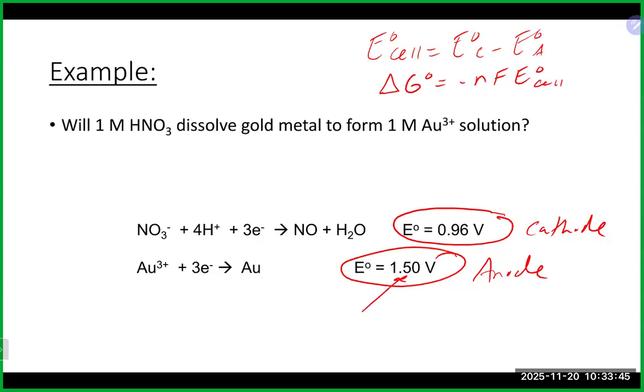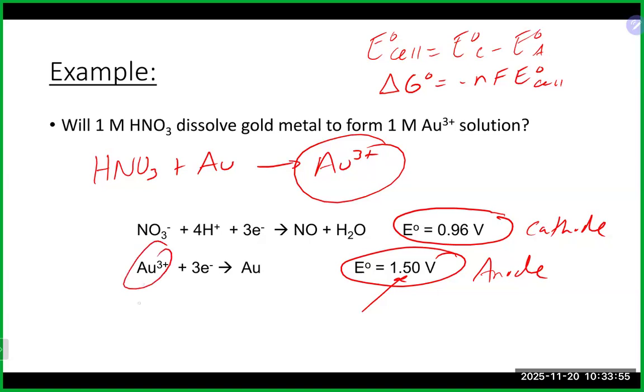But in this question, it is asking, will nitric acid dissolve gold metal to form gold 3, which means that gold 3 is on the wrong side there. It actually needs to be on that side. That means this one is technically the one that needs to be flipped around. And if it does, now it is an oxidation, and now it's an anode reaction. So again, it's important to make sure you read the question, and definitely if they give you something in words like this, or they give you the overall reaction, that you actually take a look at it.